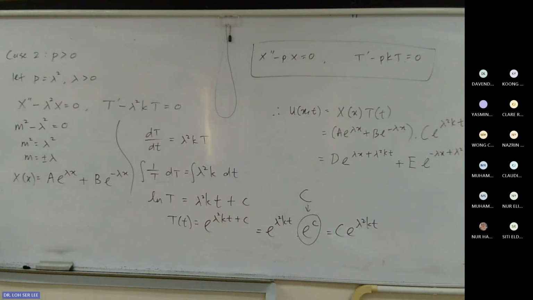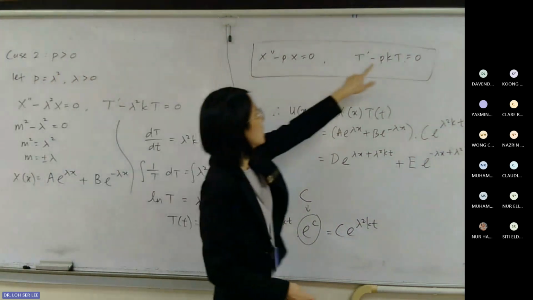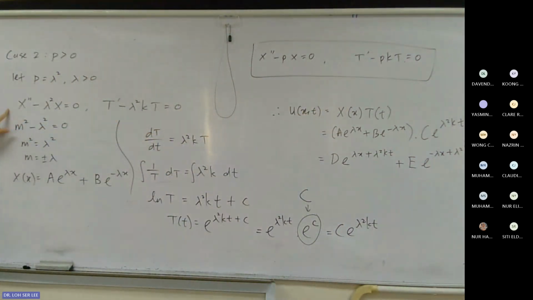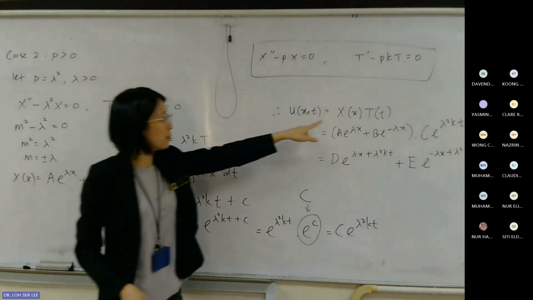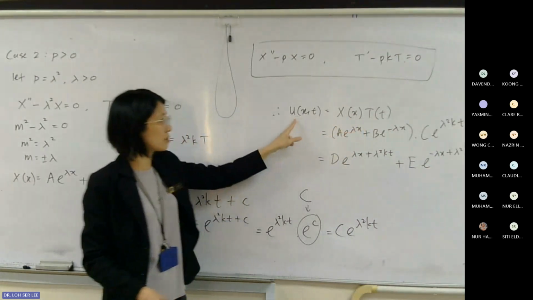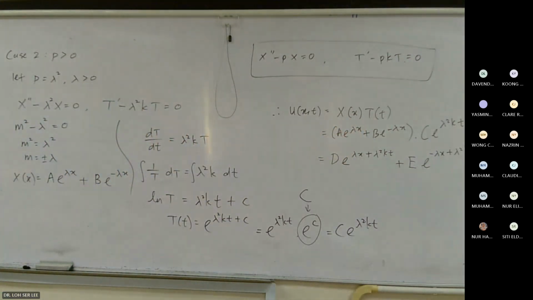So I repeat, just now case 1. Case 1 is p equals 0. This is case 2. Case 2 is p greater than 0. When p is greater than 0, we let p be lambda squared, but your lambda is positive. So you just substitute this one into the p here. You get the two ODEs. Solve the two ODEs separately, then you will get X in x and T in t, and finally you combine your X and T to get your solution. Your solution is u(x,t).